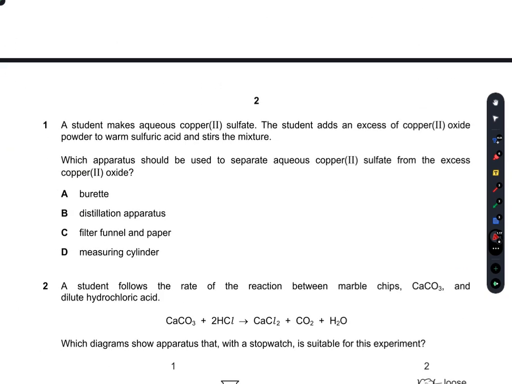A student makes aqueous copper sulfate. So he makes aqueous copper sulfate first of all. The student adds an excess of copper oxide powder to warm H2SO4 and stirs the mixture. So the reaction between copper oxide and sulfuric acid proceeds to give copper sulfate. Which apparatus should be used to separate aqueous copper sulfate from the excess copper oxide? So which apparatus here should be used to separate aqueous copper sulfate from the mixture of copper oxide?